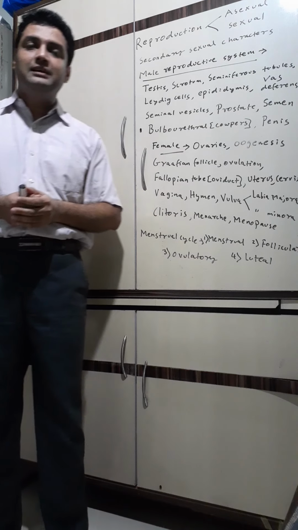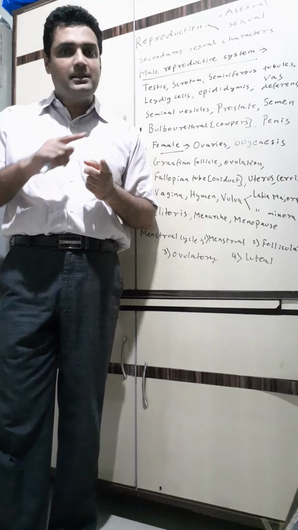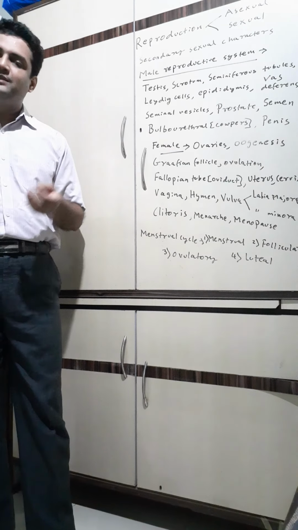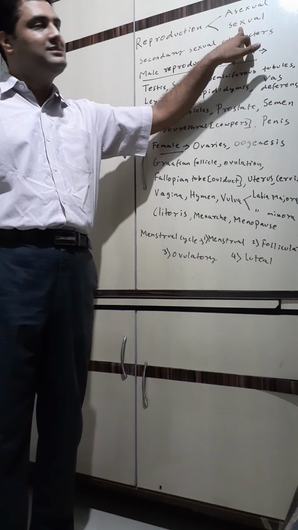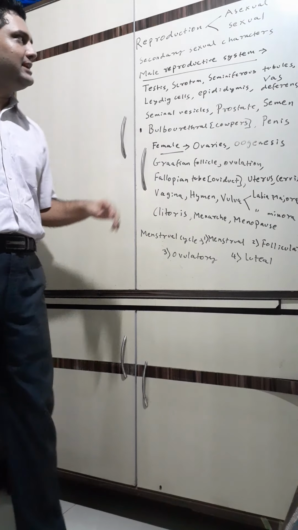Sexual reproduction is that type of reproduction in which two parents are involved, the male and the female. They will produce their respective gametes and those gametes will fuse with each other. So that is sexual reproduction. In sexual reproduction you will see variations. Asexual, you will rarely see variations.